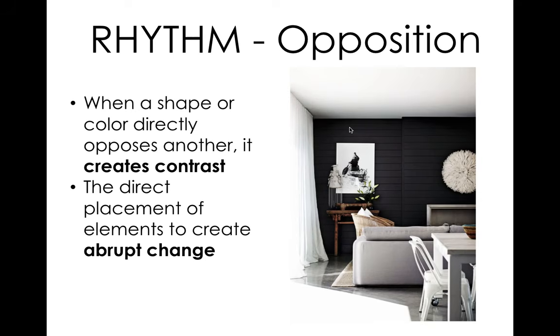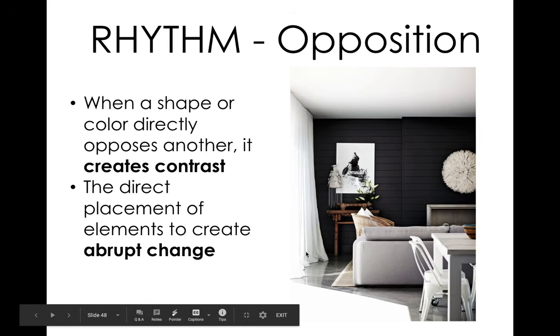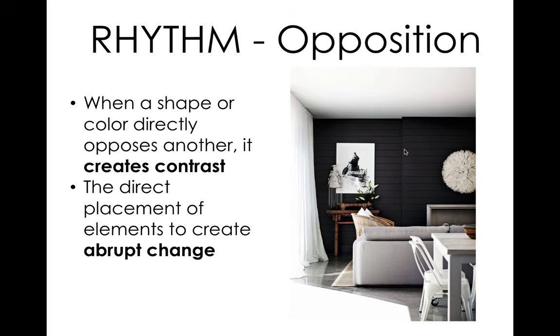And then we also have rhythm opposition. This is when a shape or color directly opposes another thing, or it creates contrast. Black and white create a really big contrast. I just liked the look of the white ceiling, white curtains, very light furniture, and the really bold, dark feature wall. So the direct placement of elements to create abrupt change.